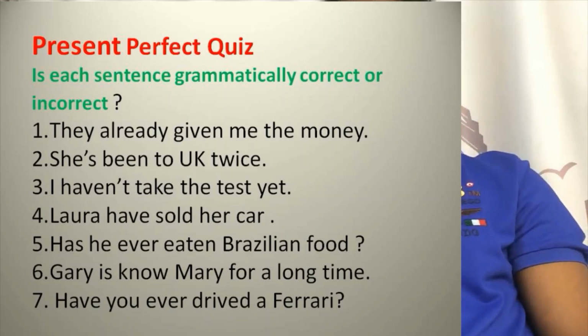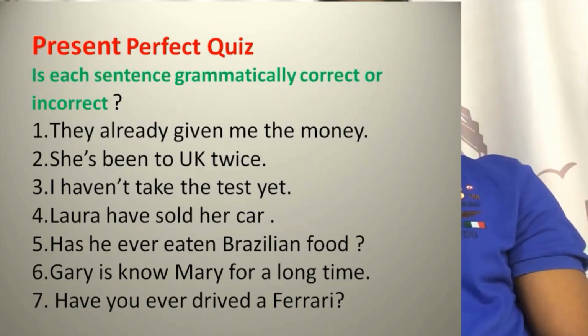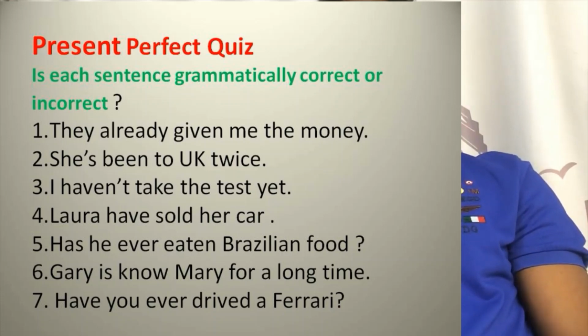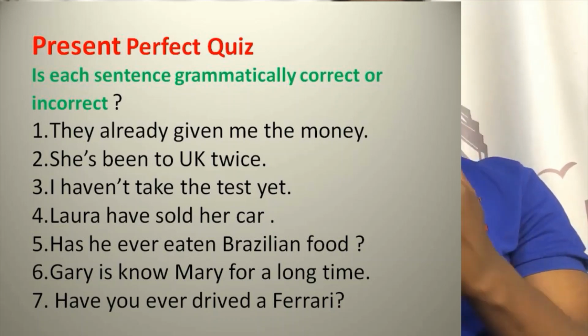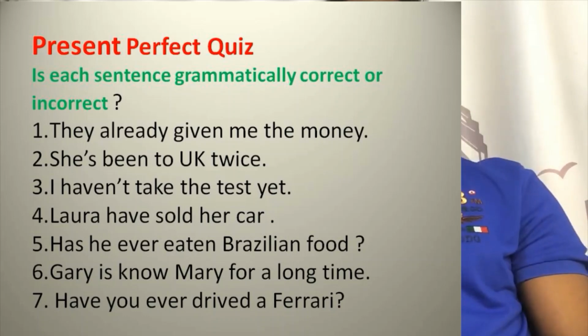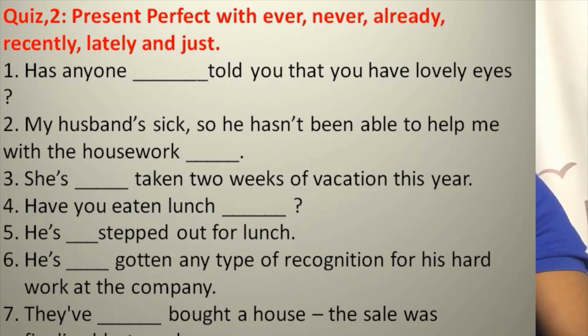Okay, guys, check the quiz for your understanding. In this quiz, you have to say correct or incorrect, and where necessary, you can correct it. Some sentences are correct, some are incorrect. Then this other quiz, quiz 2, is about signal words. Check these sentences and put the right signal word in the right sentence. This is important, just to check your understanding.